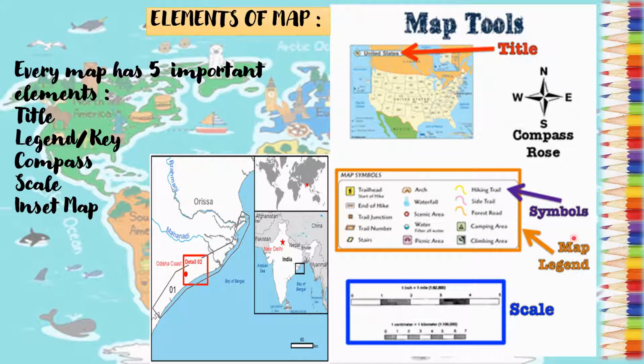The legend or a key shows you what symbols are on the map or what the symbols on the map mean. The compass is a directional arrow that shows directions on the map. The scale is shown to show distances between objects on the map. The inset map is a smaller map that shows a larger area of land around the map.